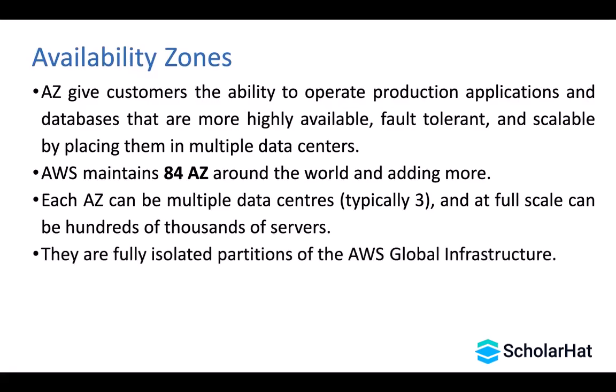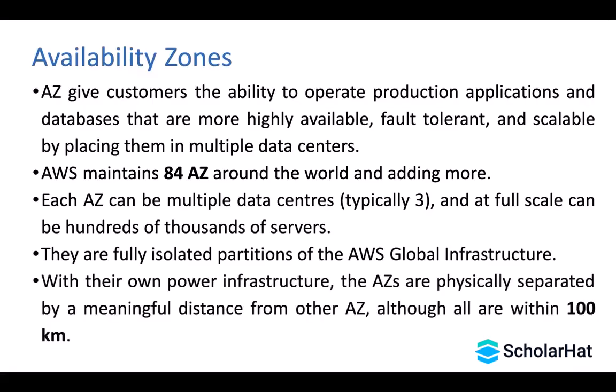Availability zones are fully isolated partitions of the AWS global infrastructure. With their own powerful infrastructure, the availability zones are physically separated by a meaningful distance from other availability zones, although they are all within 100 kilometer distance.